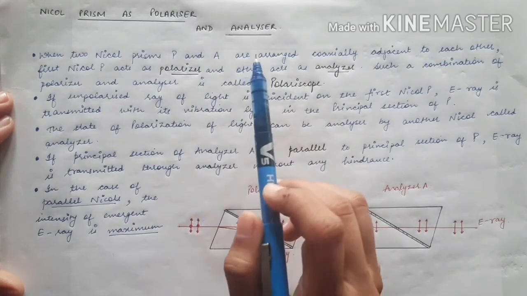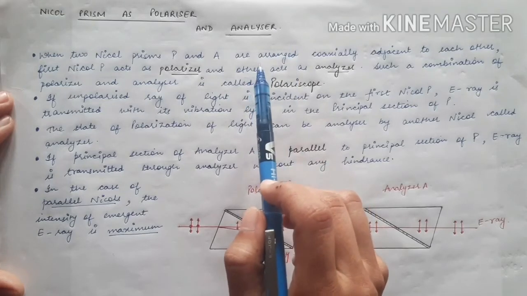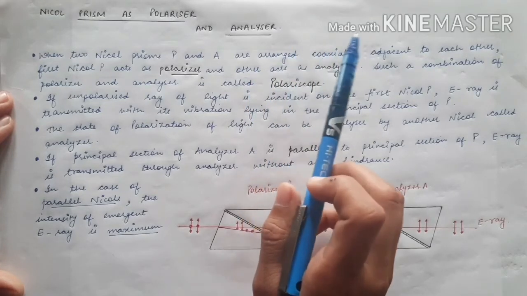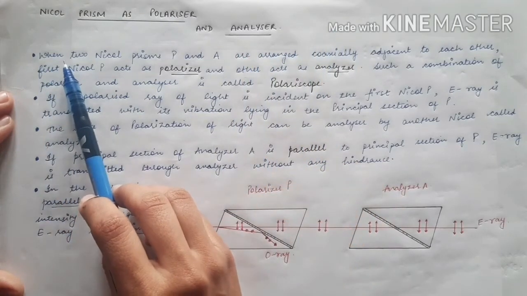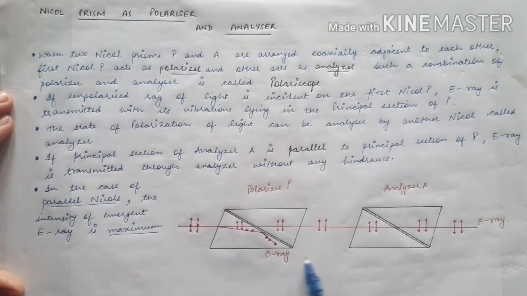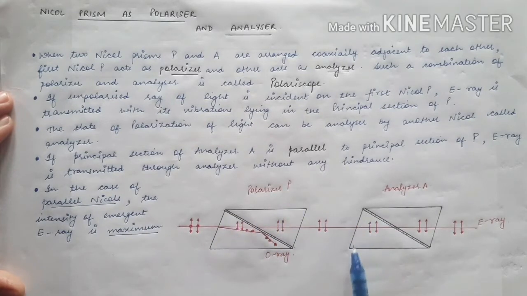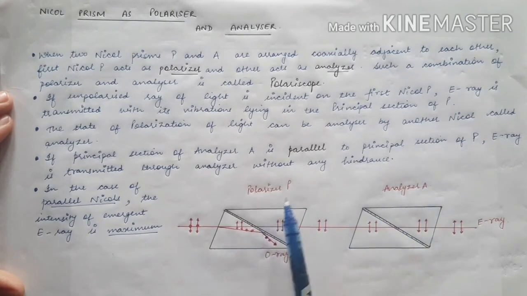So whether it is plane polarized light or not, the Nicol prism will help us in finding if the incident light is plane polarized light, unpolarized light, or any other light. Now, I have shown here two Nicol prisms, P and A, and I have drawn only the principal section. This is the principal section of the Nicol prism P, and this is the principal section of another Nicol prism, denoted by capital A.